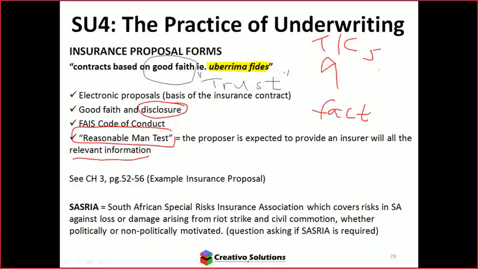No, it won't. It's probably an exclusion in your contract. But if you include SASRIA, would you be able to claim under SASRIA? Yes, you would, because that'll be included as a benefit on the contract. But it needs to be chosen, though. You need to specifically include it on your contract.